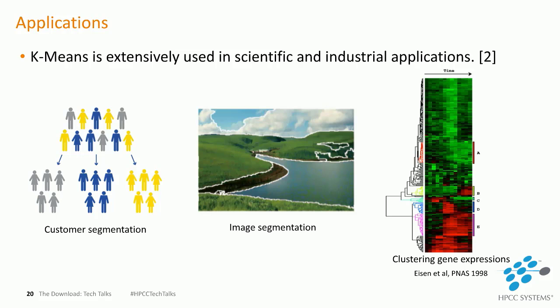Another example is using KMeans to segment an image. As we see in the picture in the middle, we use KMeans to automatically find the different areas in one picture. We find the grass, the sky, the cloud, even the riverbank. Another area that intensively uses KMeans is the medical area. We use KMeans to cluster gene expressions, which helps medical researchers find genes sharing the same common traits.